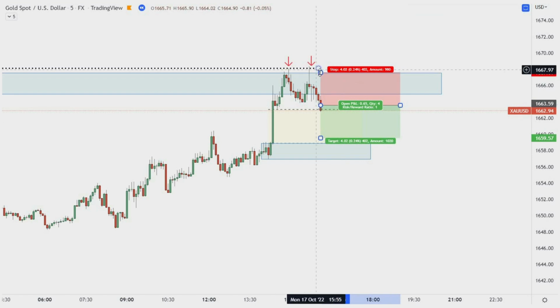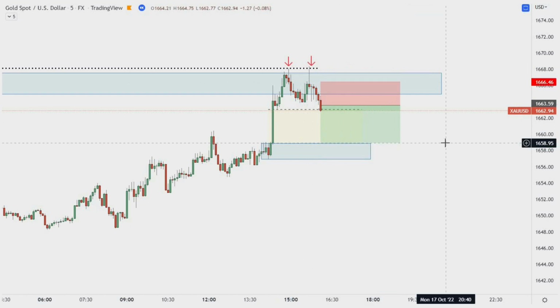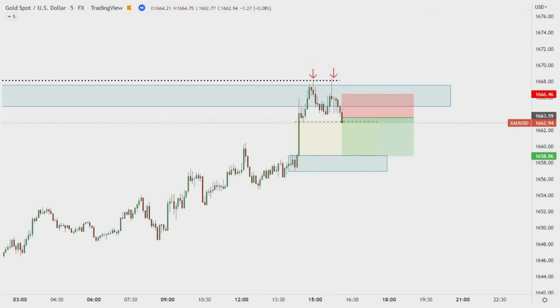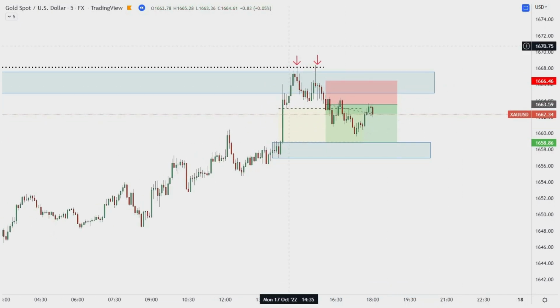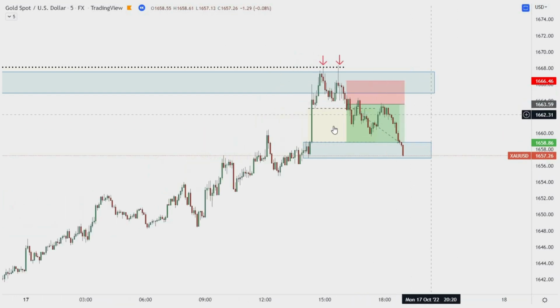We entered after the break of low. It hasn't a great risk reward, but it's worthwhile. Price made a pullback and then continued towards the demand zone, reaching in this way our take profit level.